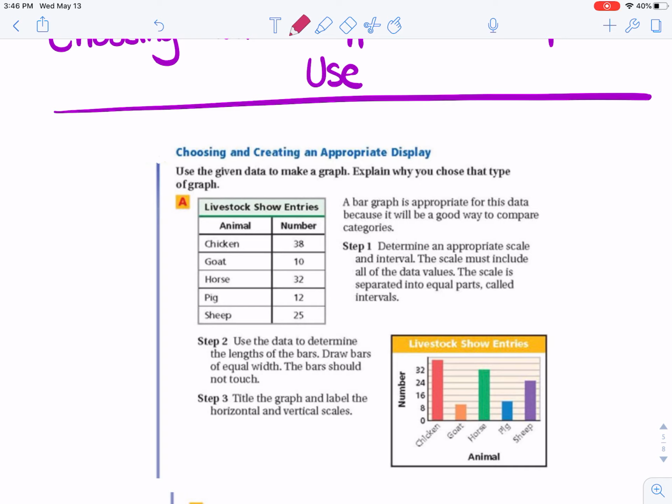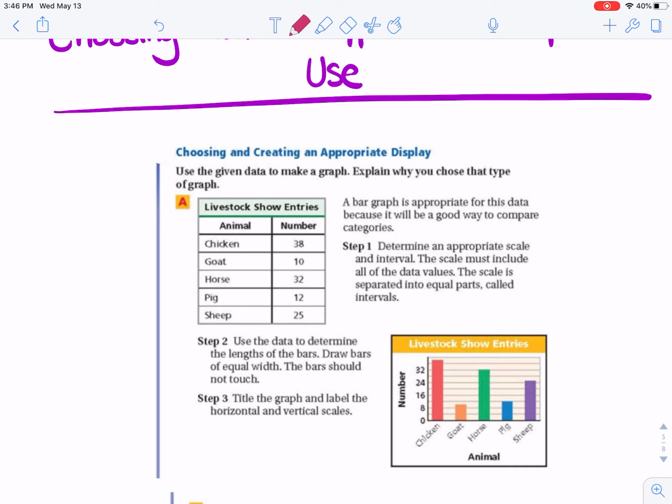In quizzes, I can't do that. So it's going to be drawn for you, and then maybe the question might be, which of the following graphs is the best representation of the data? And then maybe answer choice A is a bar graph, B is a line graph, C is a circle graph. So that's how you'd be presented the information.